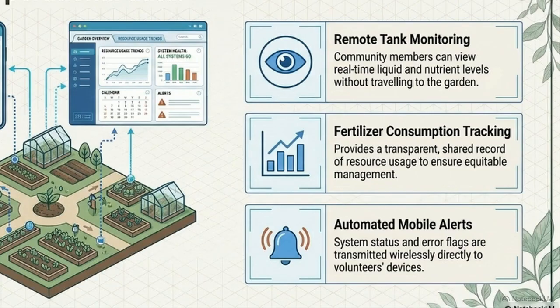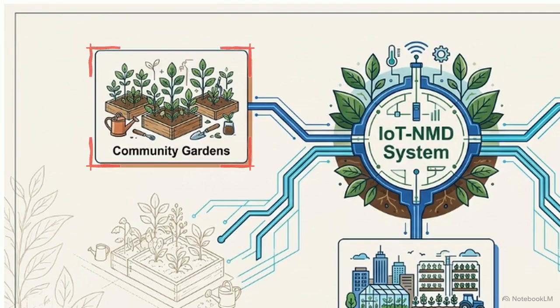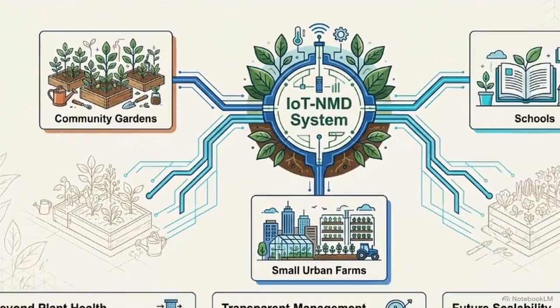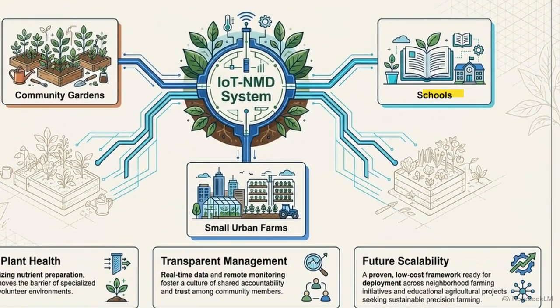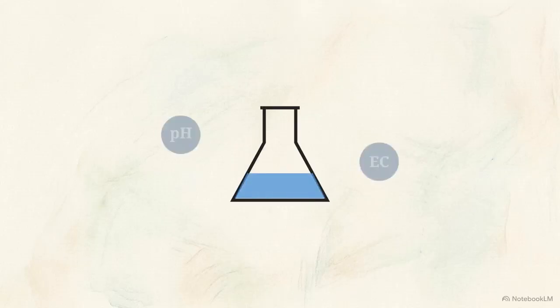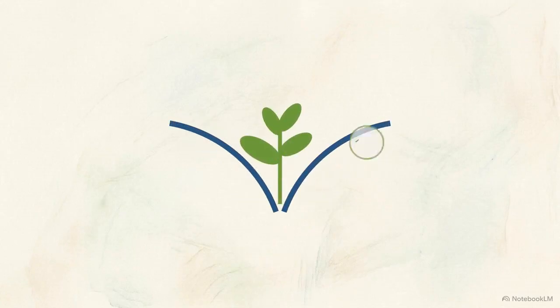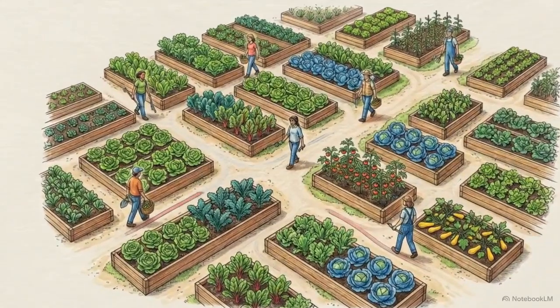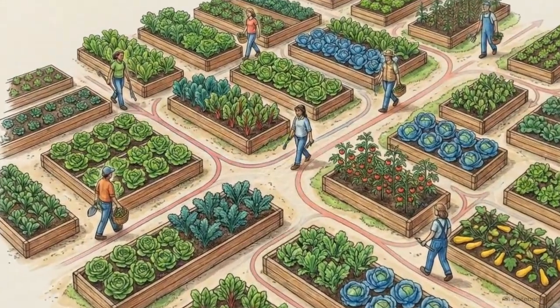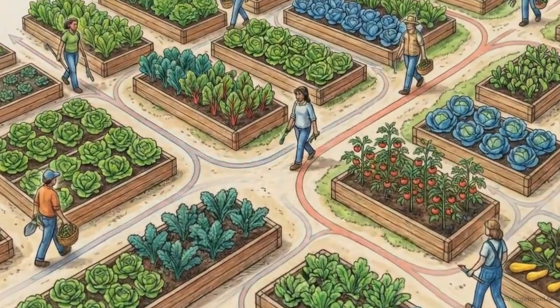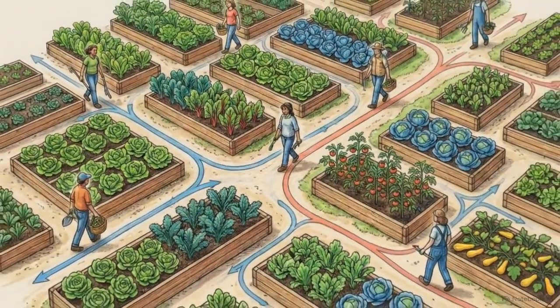As this framework outlines, this low-cost hardware isn't limited to a single neighborhood garden. It is a proven, scalable model ready to support educational agriculture in schools and commercial microfarming in urban centers. Achieving local food security doesn't require expecting amateur volunteers to work like chemical engineers. By establishing a single source of automated data transparency, communities can finally protect their resources, support their workers, and guarantee a thriving harvest.